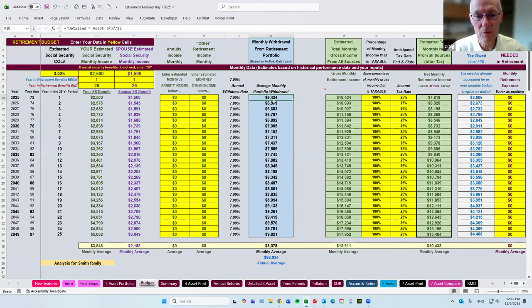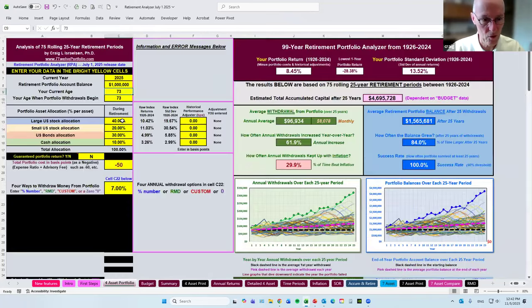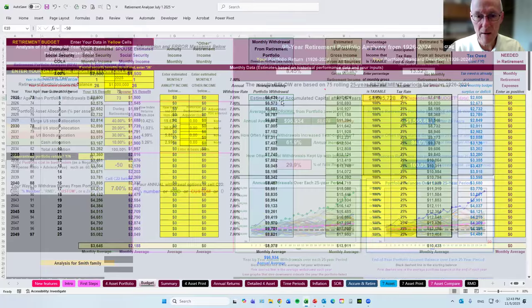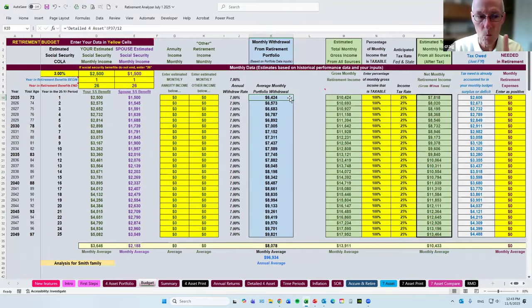At a 7% withdrawal rate from that portfolio that's 60-40 with 50 basis points of cost, your average monthly withdrawal in year one was 6,424. I'm going to write that down, 6,424, year one. And then in year 10, right here, I'm just looking across here, it was 75.89. So 75.89, year 10.